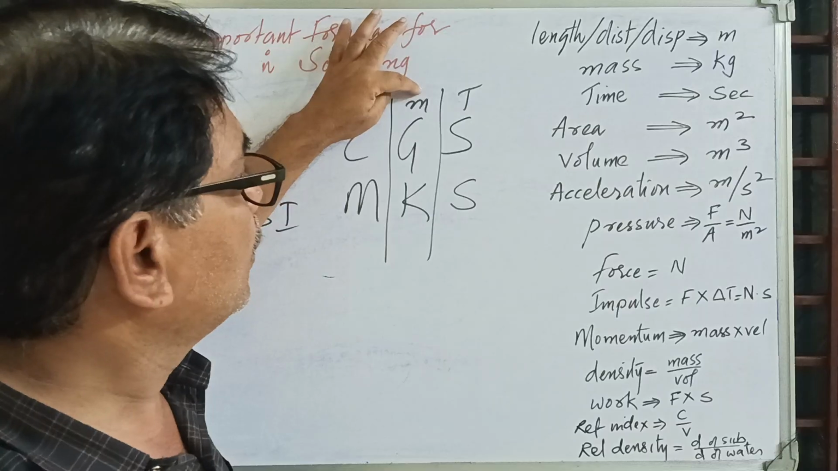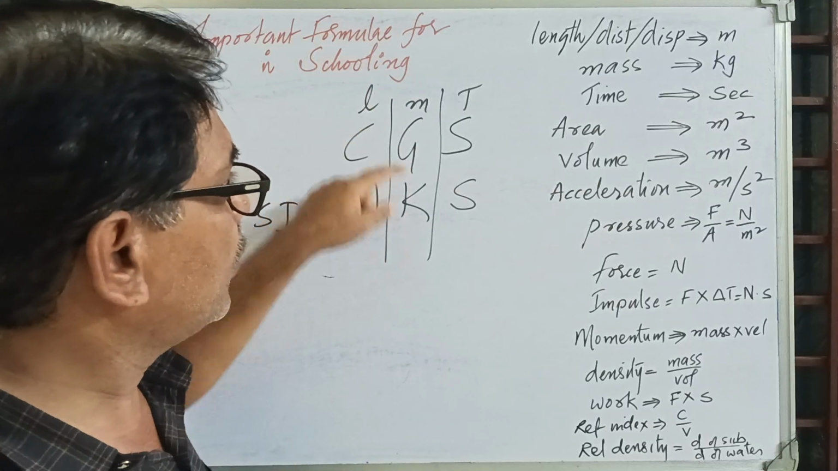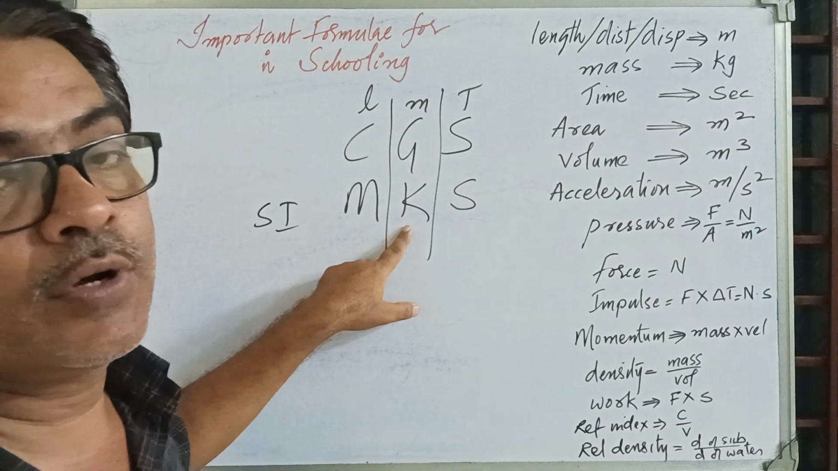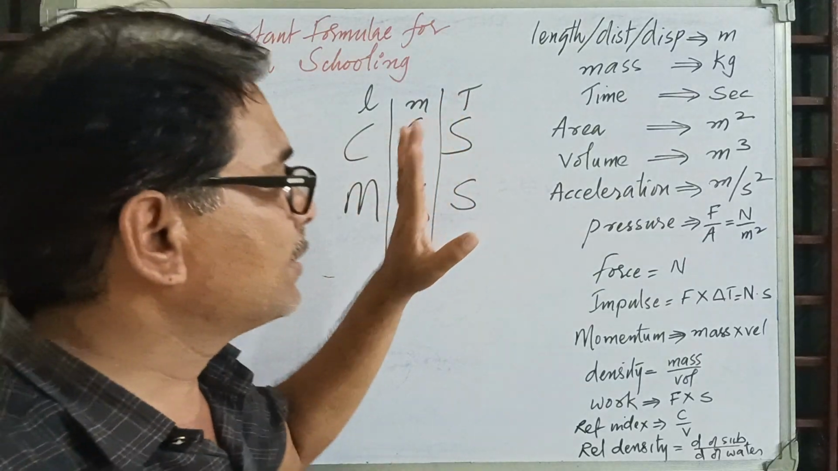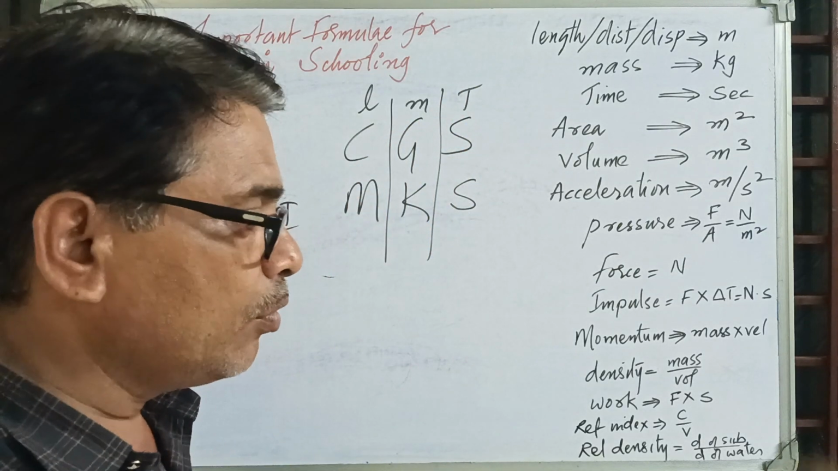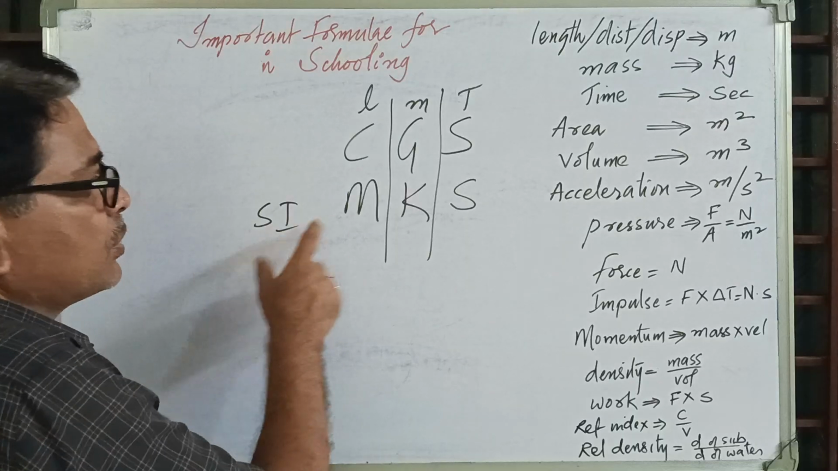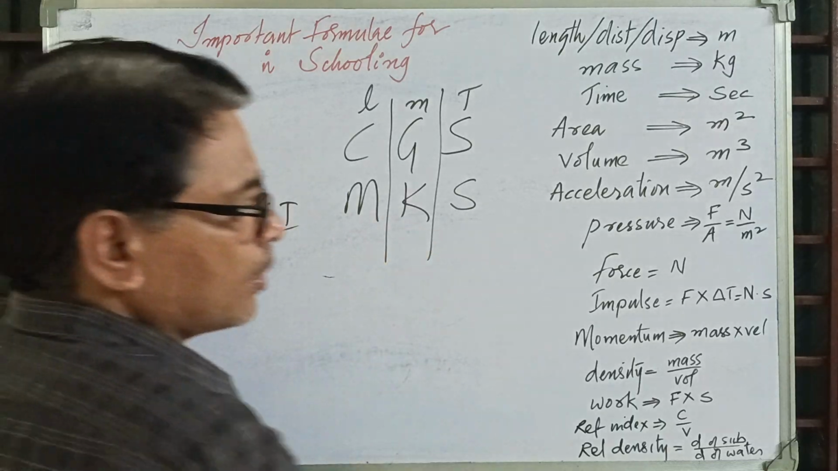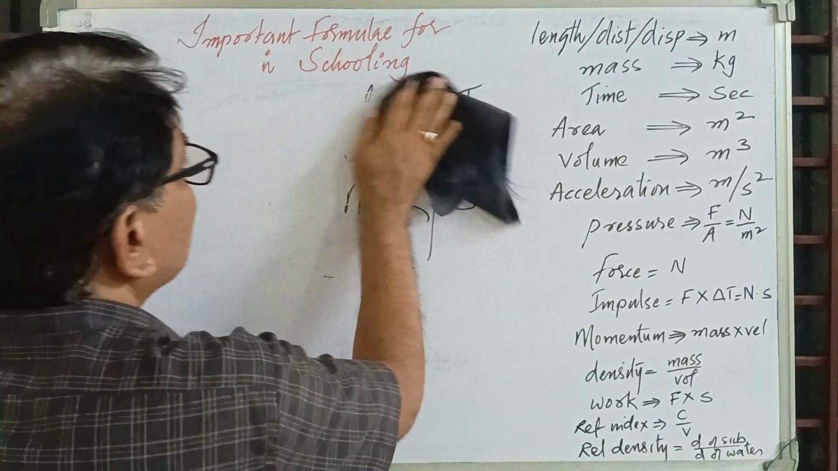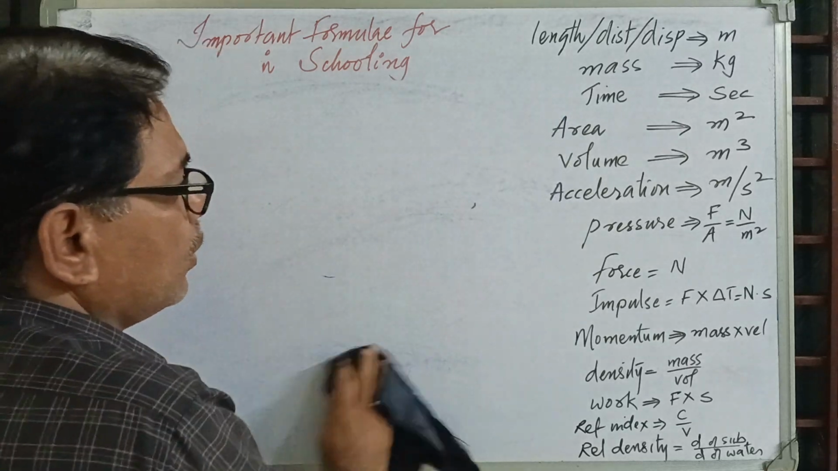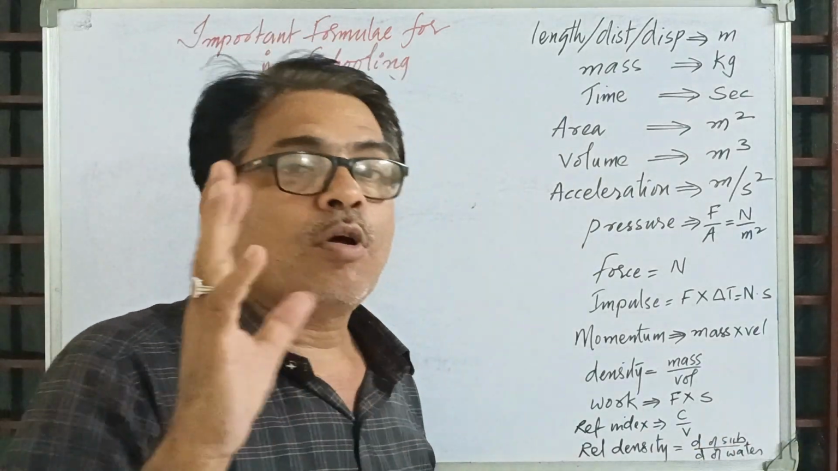What do you have in MKS system under M? It is K, therefore it is kilogram. And time is second and second. Now, you know all this very well. In the SI system also, this remains the same: meter, kg and second.